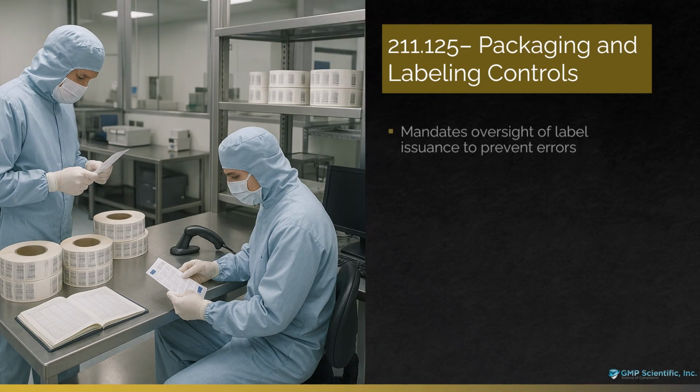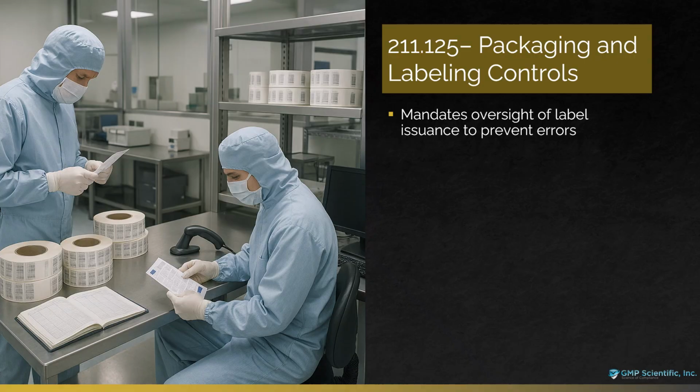Packaging and labeling controls are critical because labeling errors can have serious consequences. This regulation requires strict control of labeling issuance and reconciliation. When discrepancies occur outside preset limits, they must be investigated in accordance with Section 211.192.